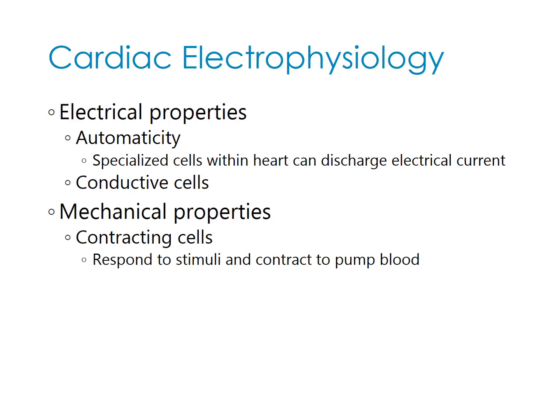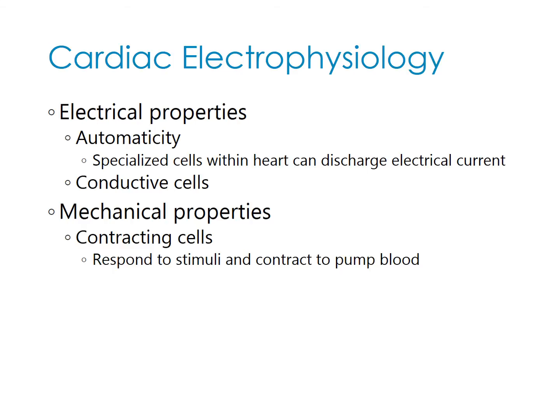So cardiac electrophysiology. There are two parts that you need to have a properly beating heart. You need to have the electric cells, which is your conductive system, and these are specialized cells within the heart that can discharge an electrical current. This will initiate your beat. This property is called automaticity, and it initiates electrical activity and conducts it through the heart. So this is telling your heart that it has to beat, and it is done by these conductive cells.